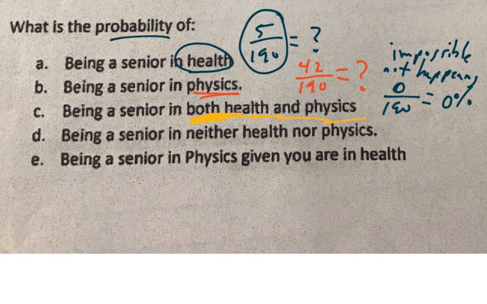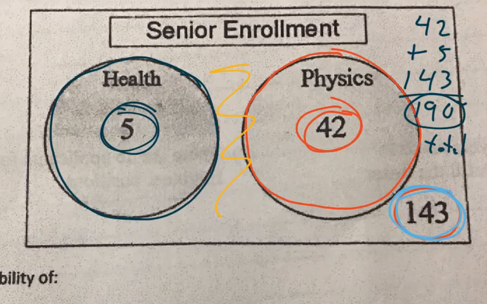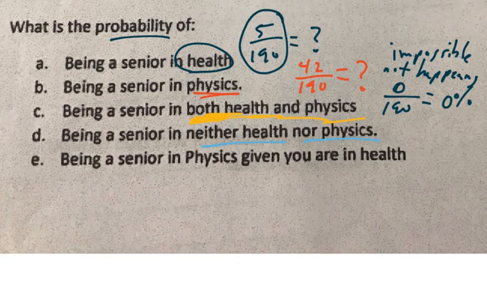All right, let's go on to question D. What about being a senior in neither health nor physics? Well, we know right here there's 143 of them out of 190. Again, divide and make that a percentage.